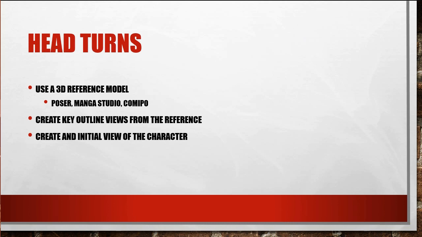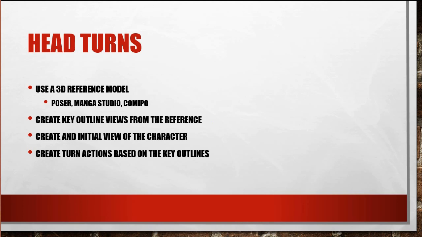The next thing that I do is I create an initial view of the character that I am trying to animate, and I create the full character, but we're just going to focus on the heads. And then I create actions based upon the outlines. So I note the differences between the character that I'm animating and the reference model, and I just take those into consideration as I actually create the actions.